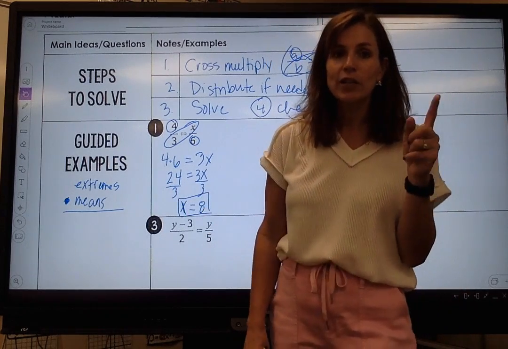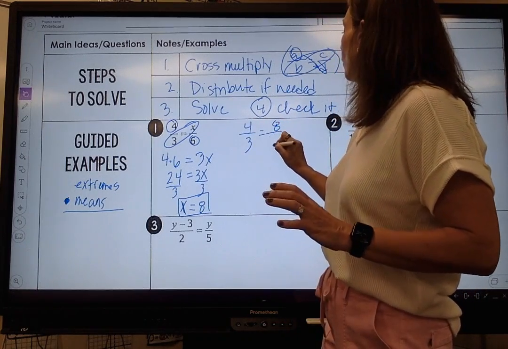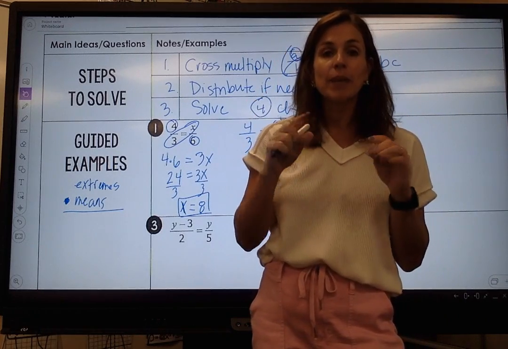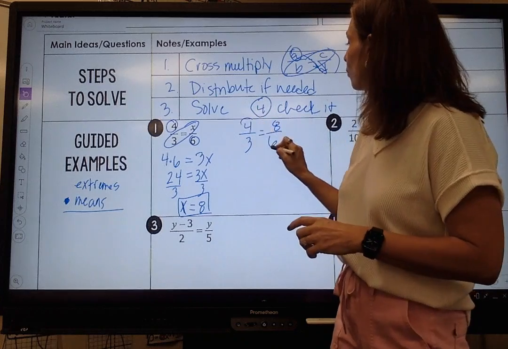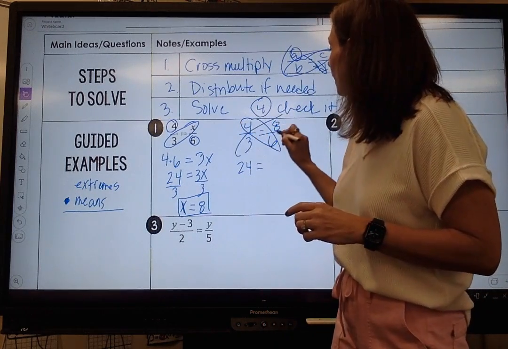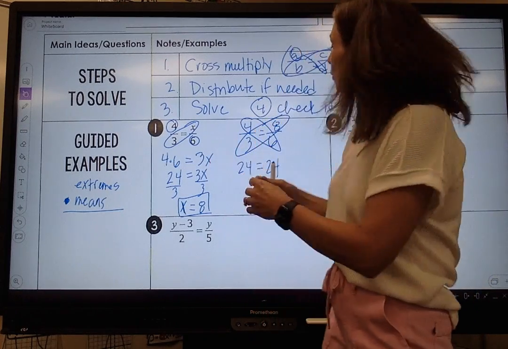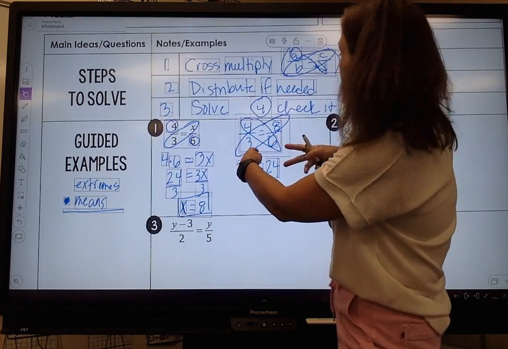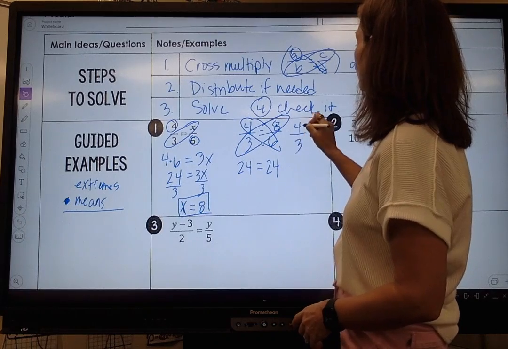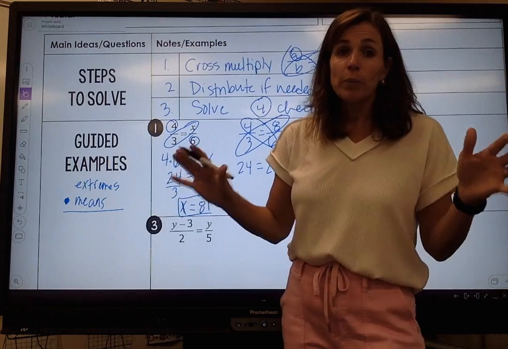Now, to check it, you just plug it in. You can check it a couple of ways. I think the easiest way is to multiply your extremes, 4 times 6, and that should equal the product of the means. 3 times 8 is 24. To me, that's the easiest way to check. You can also reduce both fractions and see if they're the same. 4/3 you can't reduce, but 8/6 does reduce to 4/3, and 4/3 equals 4/3, so it checks out. Either way you want to do it.